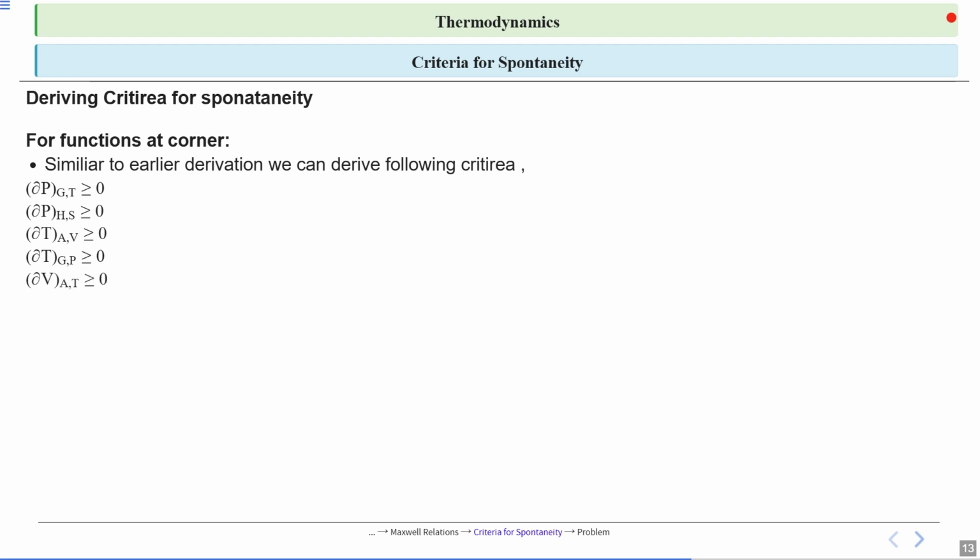Last, we have the volume. It has the first set of two terms as A and T, and it should be greater than or equal to 0. And the second set of two terms is S and V, which should again be greater than or equal to 0.